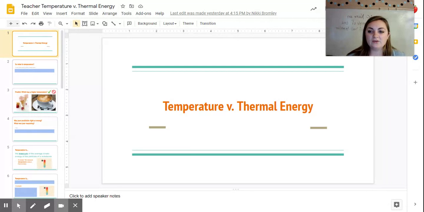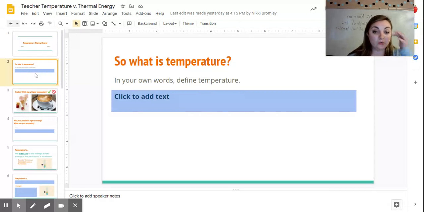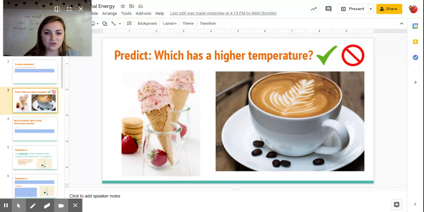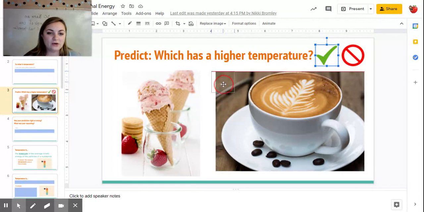The first thing that I want you to do is, in your own words, go onto your PowerPoint, pause the video, and try to define what you think temperature is. Okay, after you've done that, I want you to predict which has a higher temperature. Does the ice cream or the hot coffee have a higher temperature? You're going to drag and drop your icons onto whatever you think is hotter or has a higher temperature.